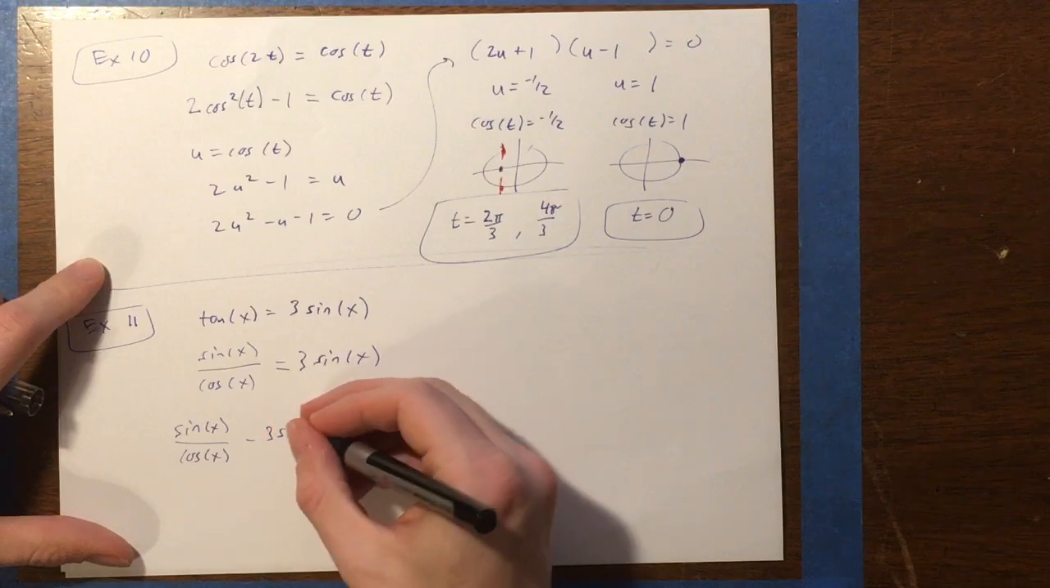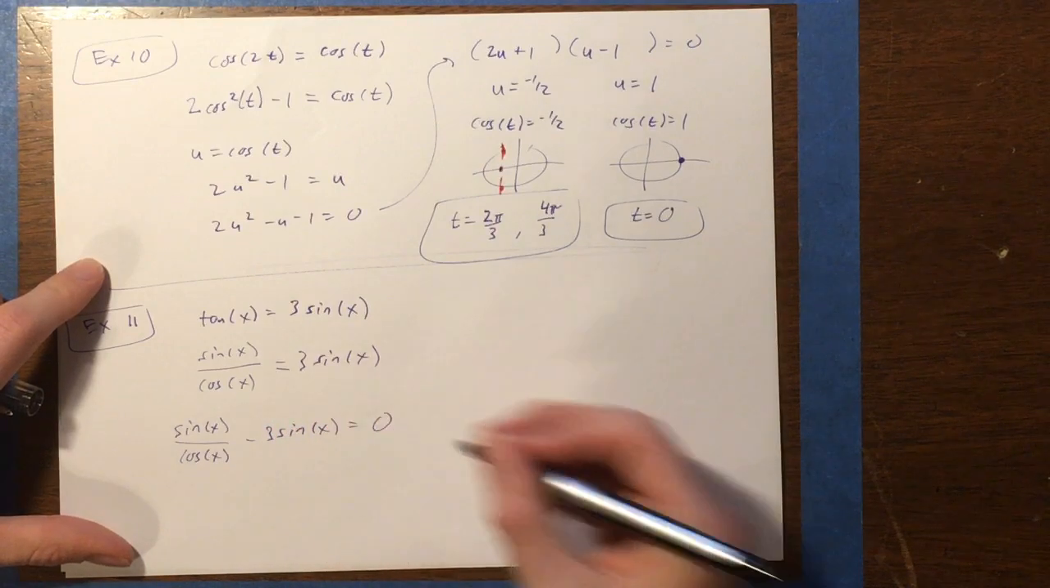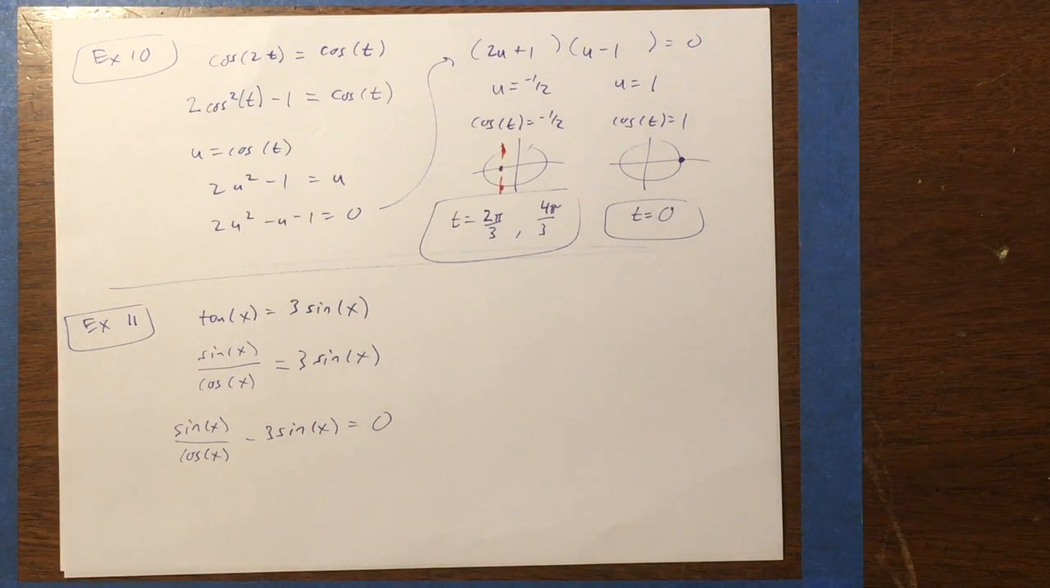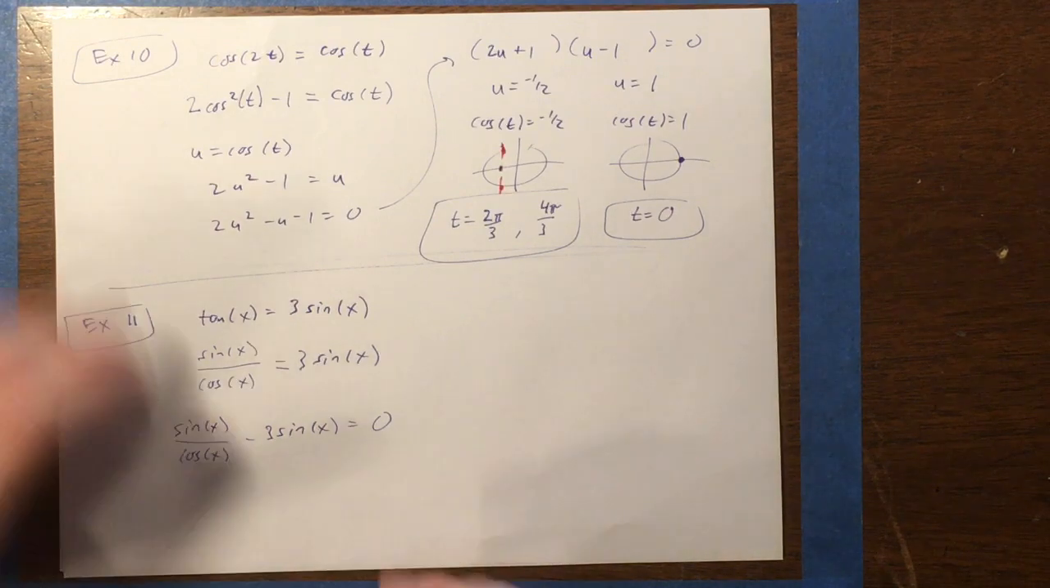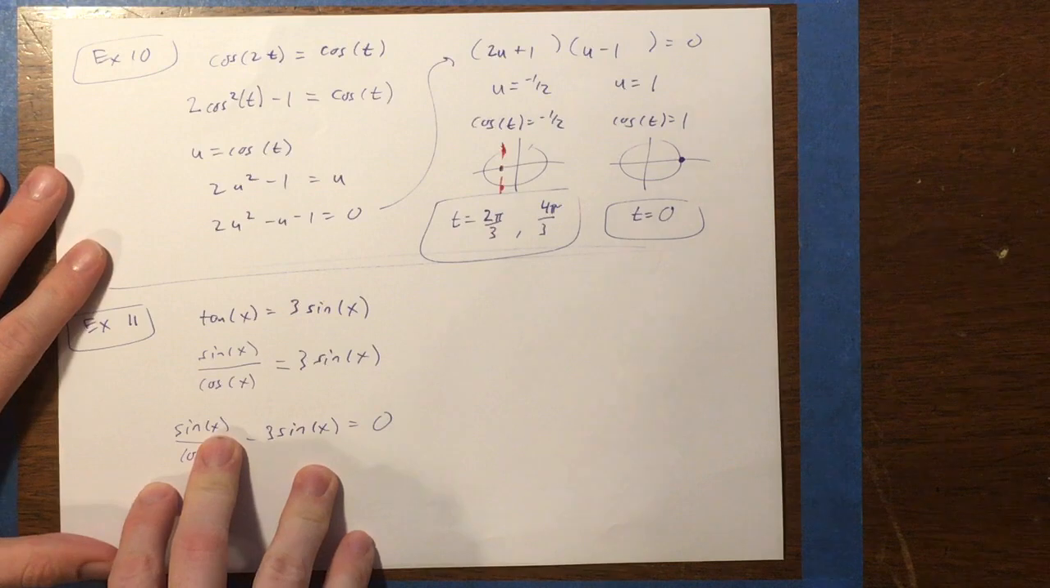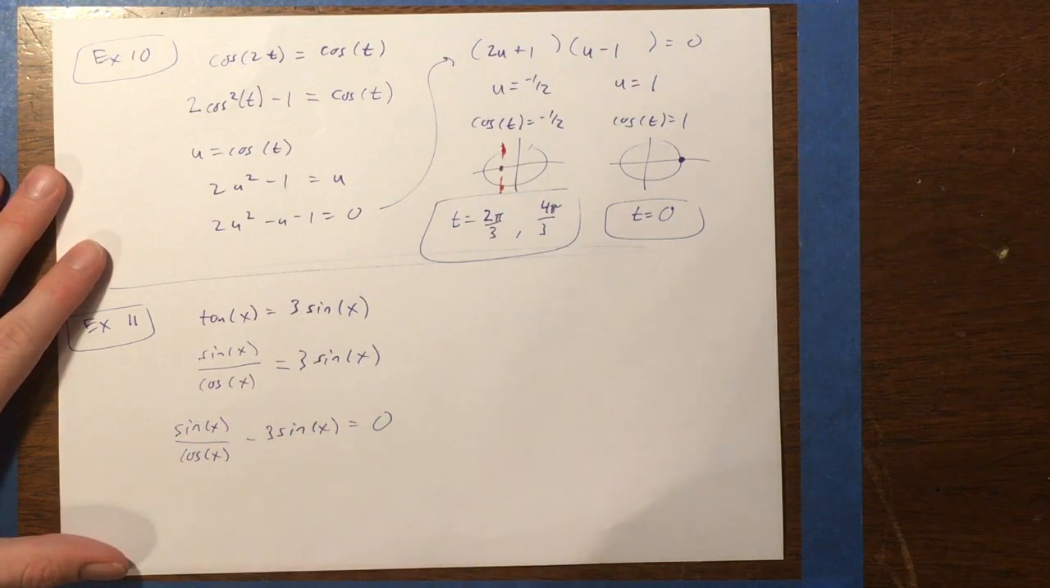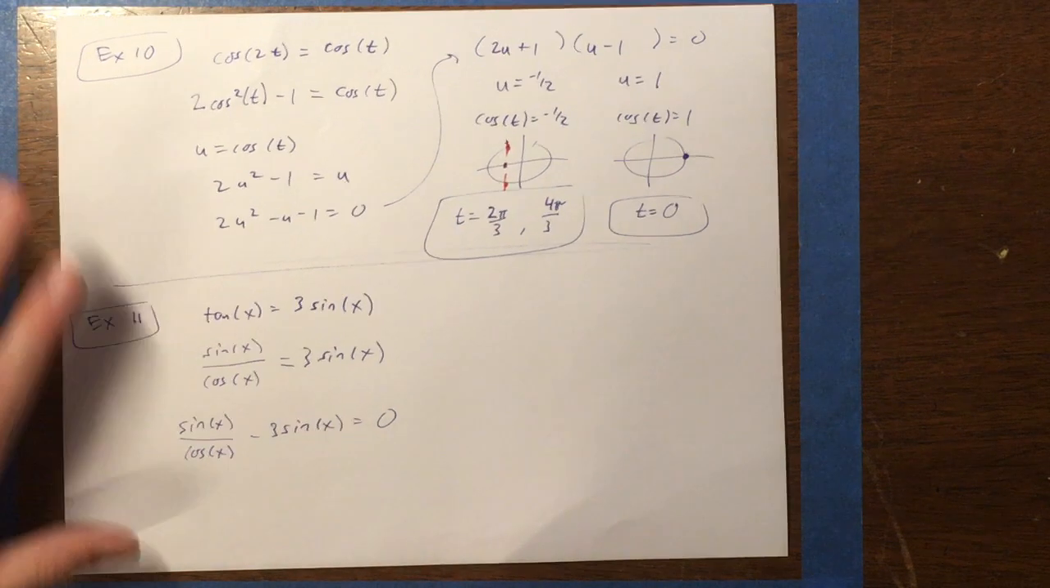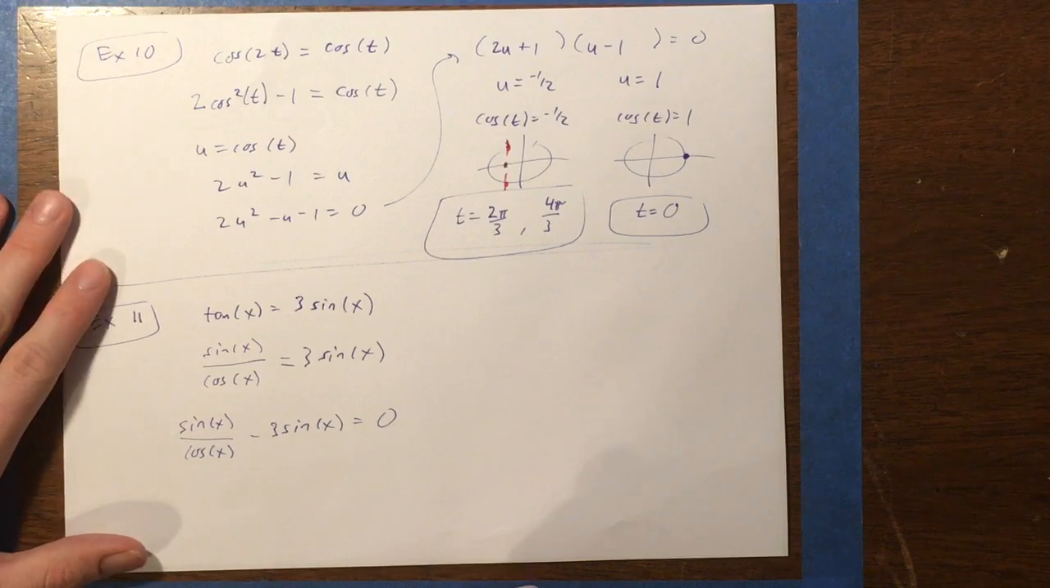Minus 3 times sine of x, all equals 0. Okay, this is another good thing to do. Getting an equation equal to 0 often makes the equation easier to solve, because if you can factor what's over here on the left, then you can use the zero product rule, and that's a great path to take towards a solution.